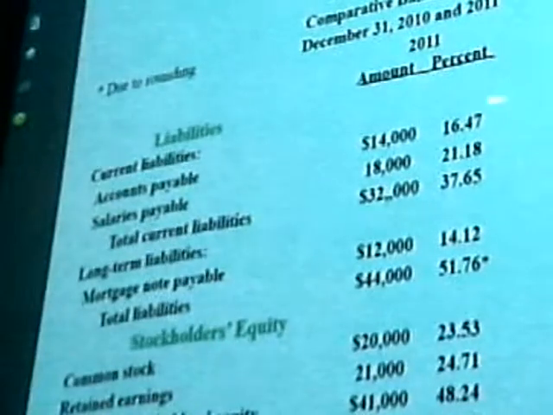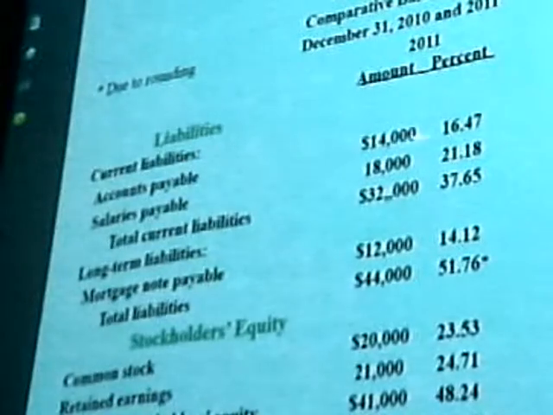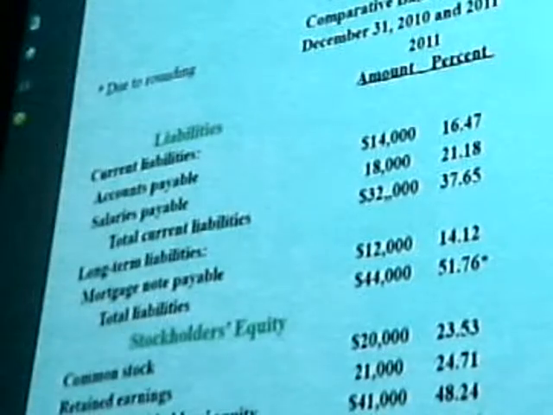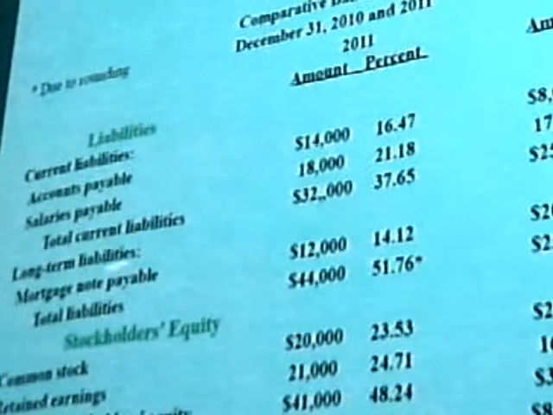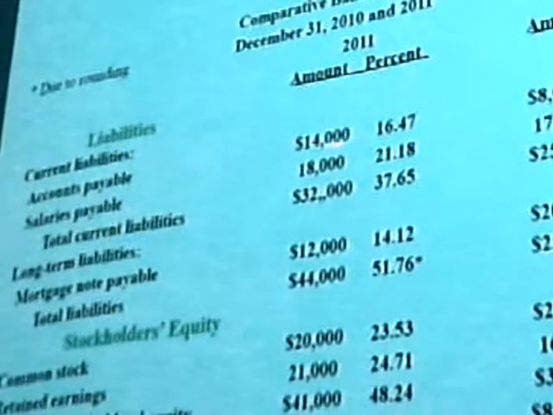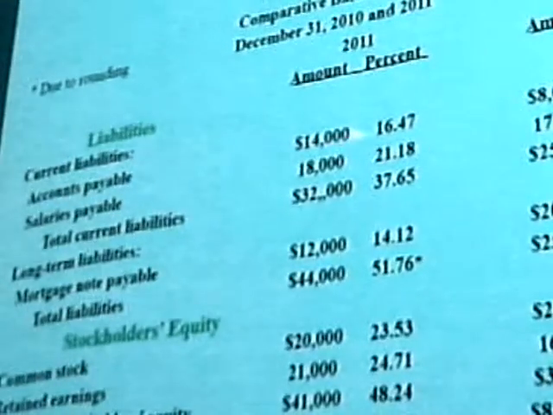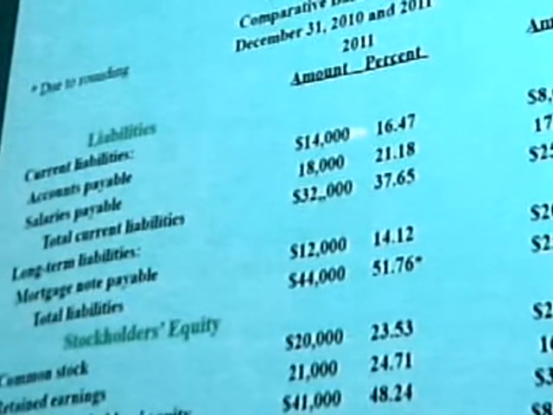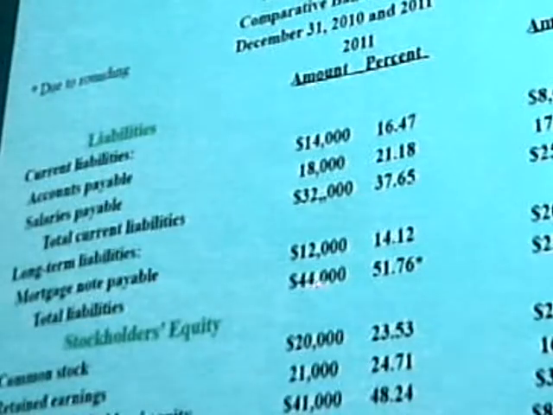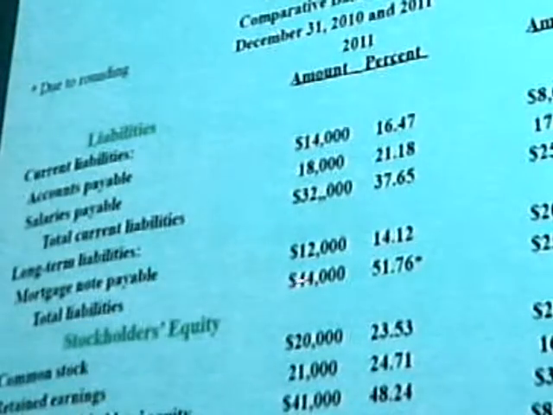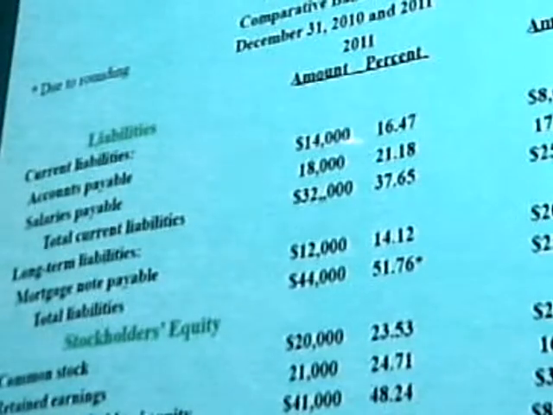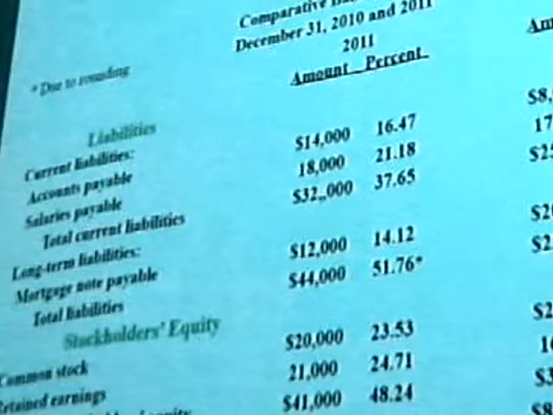Now, how do you get the answers for this column? Be careful. It's the same thing as the last one. Here's the formula for this one: the liability account, like accounts payable, you divide that by what? If we divide that by 44,000, are we going to come out with 16.47? I don't think so. You have to do it by the 85. 14,000 divided by 85.